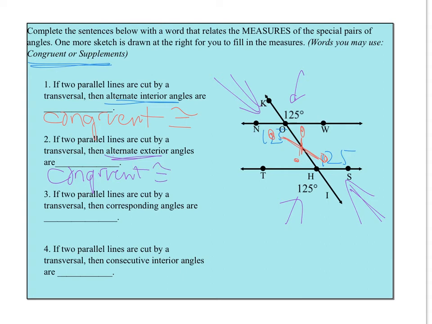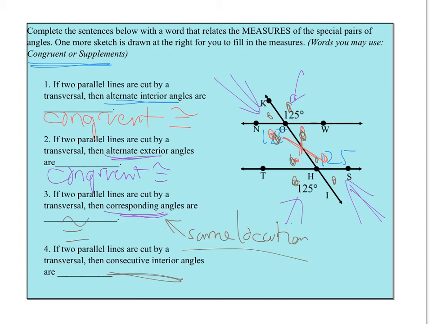And if 2 parallel lines are cut by a transversal, corresponding angles, let's change up the color here. Corresponding angles, brown. Corresponding angles are in the same location. So that means this one and this one. That means this one and this one. That means this one and this one. That means this one and this one. All right, again, they're going to be congruent.